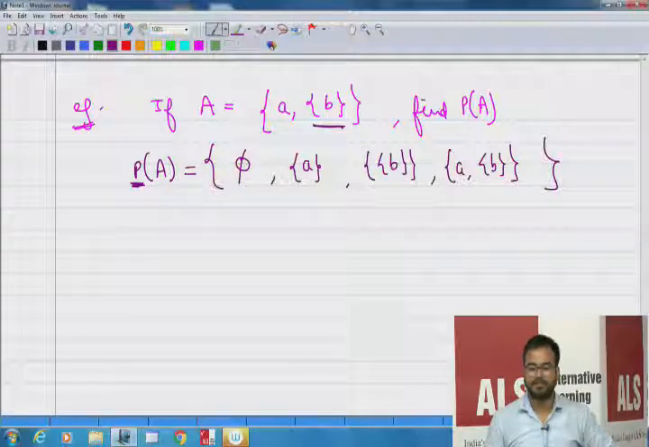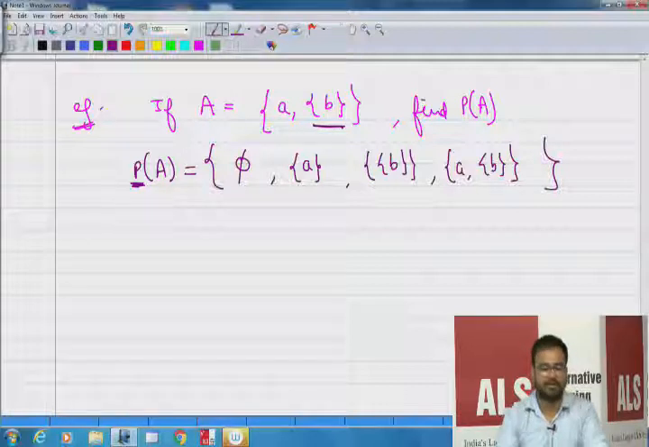Are you getting it? Shillong, Kohima? Okay, perfect. So let us do some examples that will help make it more clear.